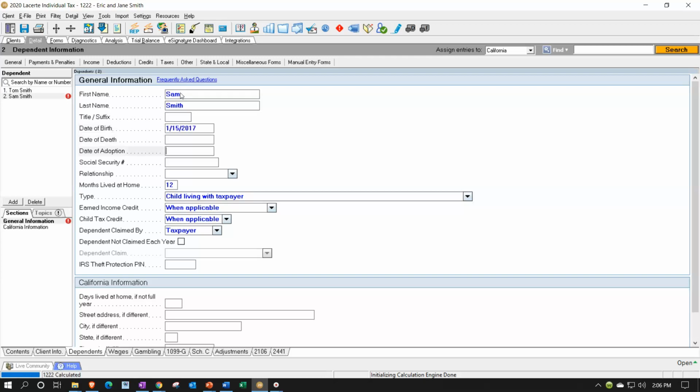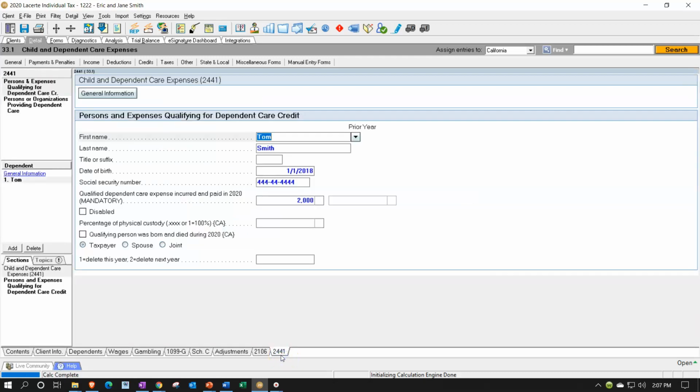2017, and we'll say Social Security 7777s, and this is going to be a son as well. So we'll say the son as well there, and then I'm going to go to the 2441 then, and we'll add another one. So now we can have two of these items, and possibly they're going to the same organization for two separate individuals. So we paid 2,000 for Tom, but now we've got Sam as well, Tom and Sam.